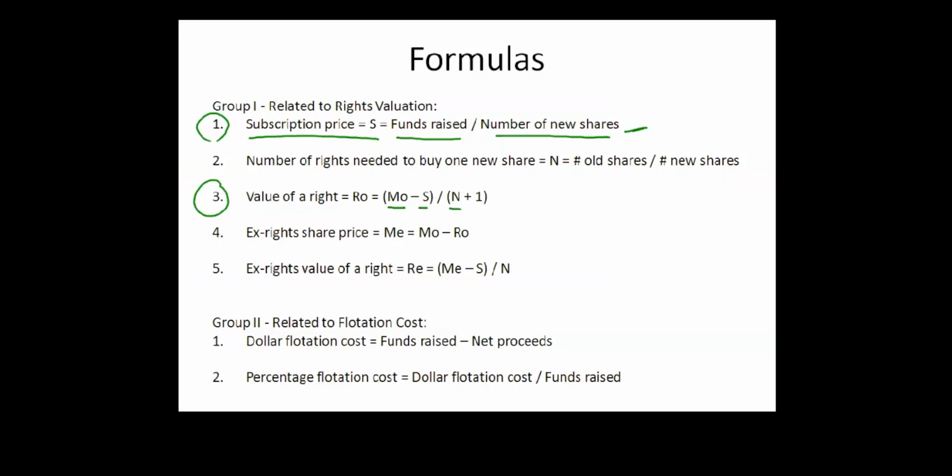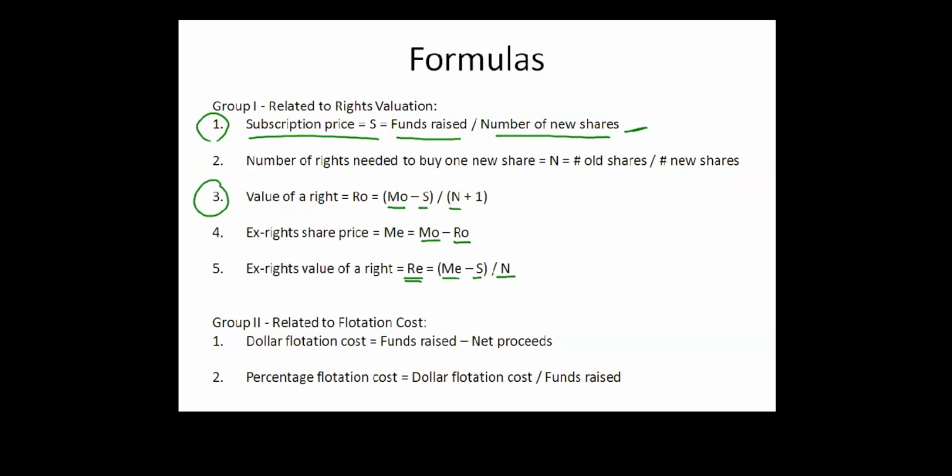The fourth formula is used to calculate the X rights share price, or ME, which is equal to the rights on share price minus the value of one right. The fifth formula in this group calculates the X rights value of a right, RE, which is equal to the X rights share price that we calculated in formula 4 minus the subscription price, all divided by N. And those are the five in group 1.